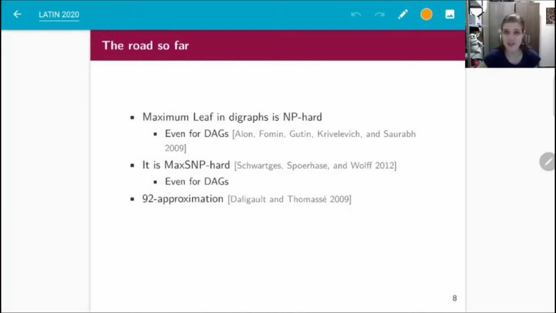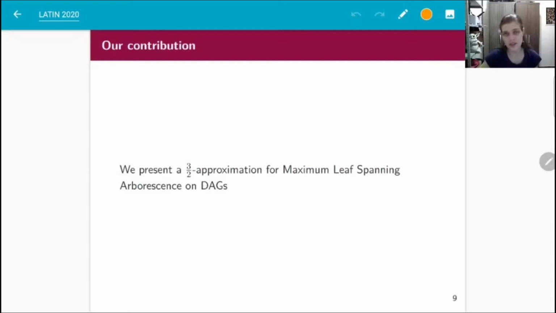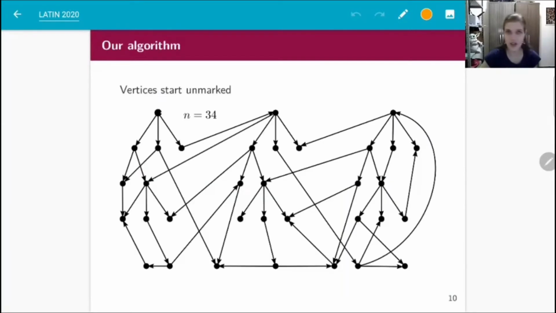There is a 92 approximation algorithm for it, which is in fact a 24 approximation if the digraph has no diagonals, which is in a structure like this one. And there is a 2 approximation for DAGs. So what we did in this paper was to present a 3.5 approximation for the problem, considering DAGs. Our algorithm is quite simple, it's a greedy one.